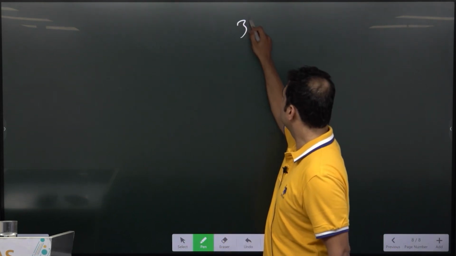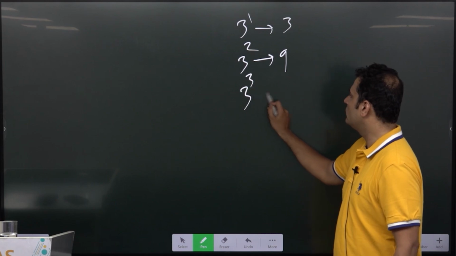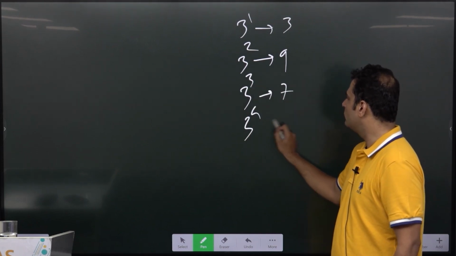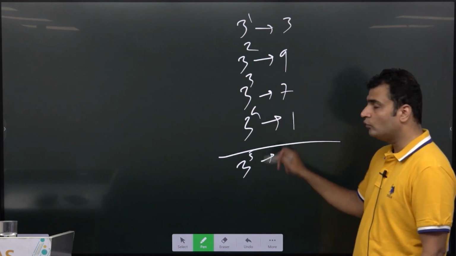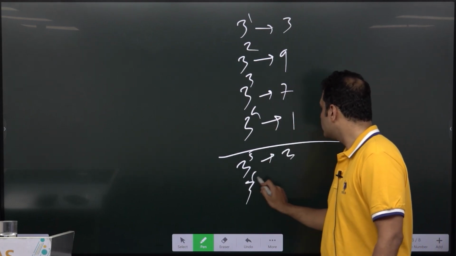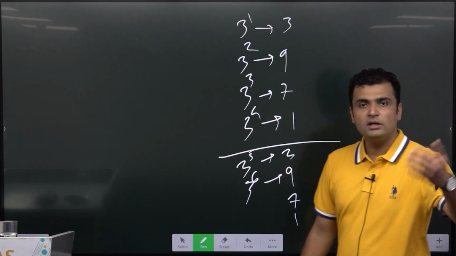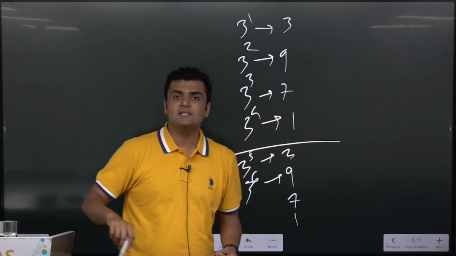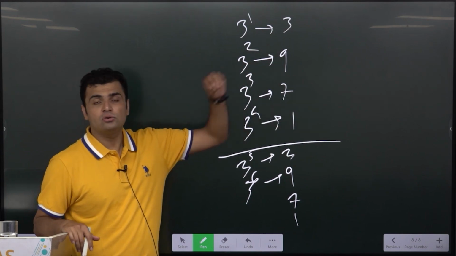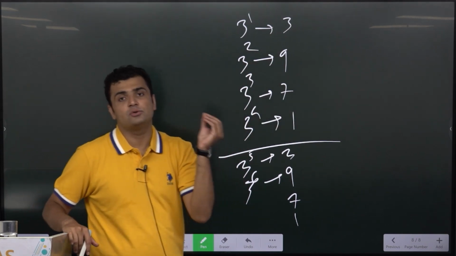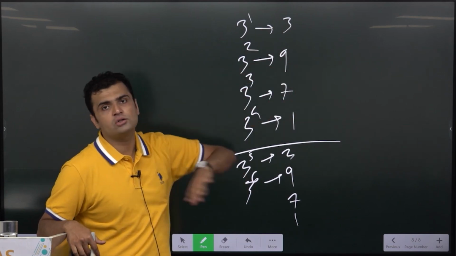3 की power 1 is 3. 3 square units place 9. 3 cube 27 का 7. 3 raised to 4 81 का 1. अब देखो आगे 3 raised to 5 is 243 का 3. 3 raised to 6, 9, 7, 1. So 3971 3971. That is how units place of the powers of 3 will repeat. तो 3 की भी powers के units places of powers of 3 will also repeat in the blocks of 4.